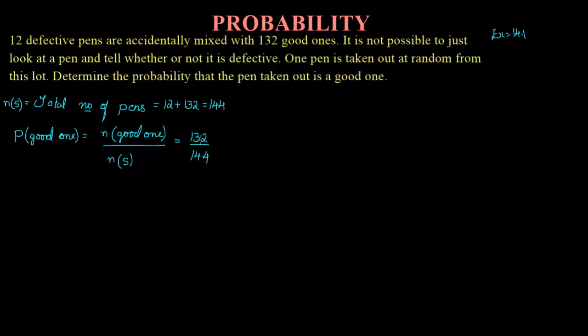I'll just simplify this further. 2 6s are 12, and then 2 6s are 12 again. 2 7s are 14, 2 2s are 4, then 2 3s are 6, and then 2 6s are 12. Further it will get cancelled with the table of 3. 3 1s are 3, 3 2s are 6. So what is the answer you have got at the end? 11 divided by 12. So this is the probability of getting a good pen from the lot.